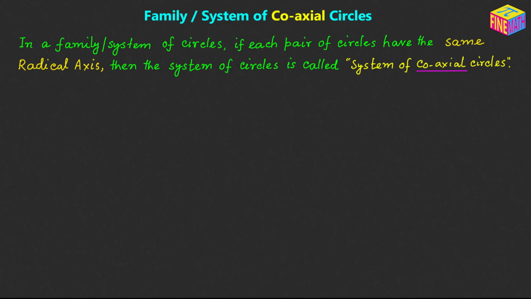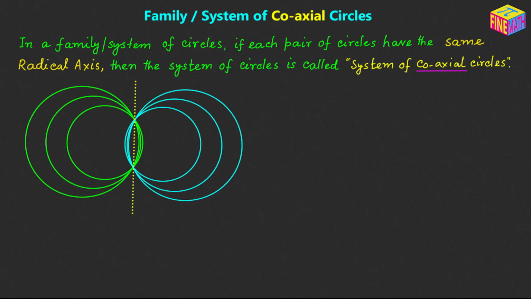Let's see a few examples. Here is an example where I have presented 6 circles and you can pick any two of these 6 circles. Their radical axis is the same straight line, which is the yellow dotted line here. That is the radical axis. Let's take a look at another example.